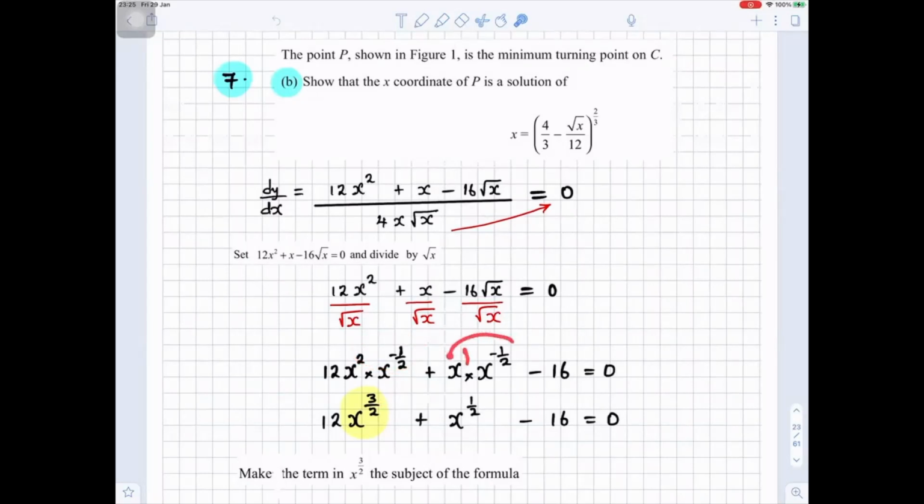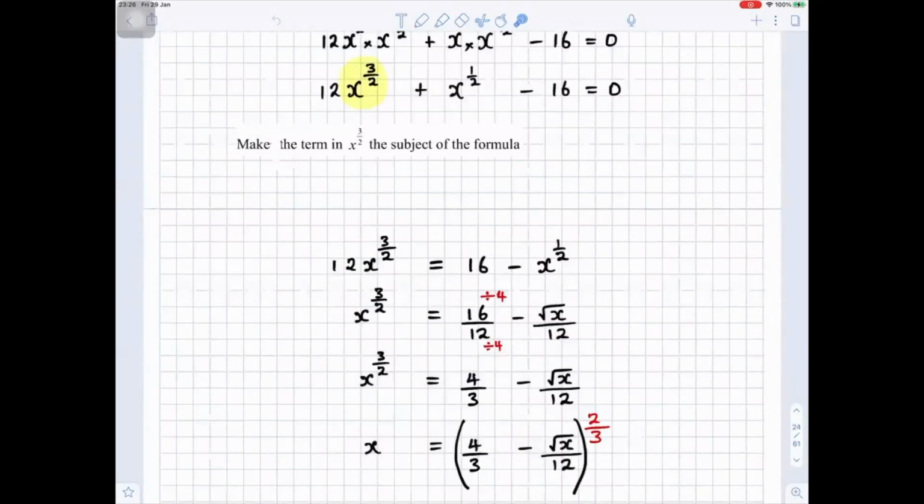1 minus a half is a half. So you have 12x to the 3 over 2 plus x to the half minus 16 equals 0. What we want to do next is to make the term with x to the 3 over 2, the one I've put in yellow, the subject of the formula.